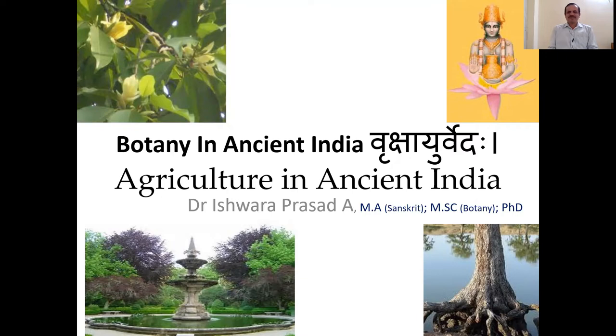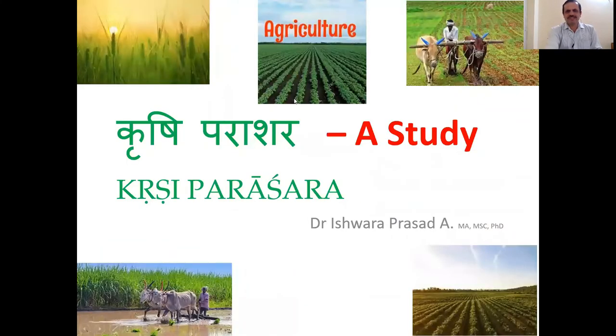Because food products we get through agriculture, cereals, crops, all these things are being grown through agriculture. So the knowledge of agriculture was being formed for a very long period in our country. So in this aspect, we can see one of the very ancient texts on Krishi or agriculture is Krishiparashara. Krishiparashara is a text written by Parashara Muni.